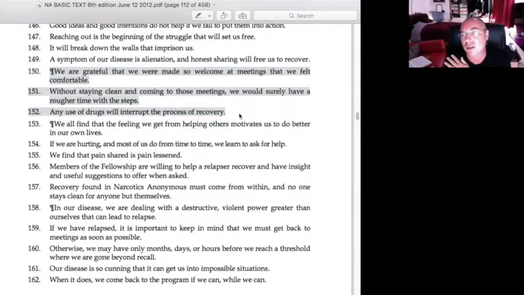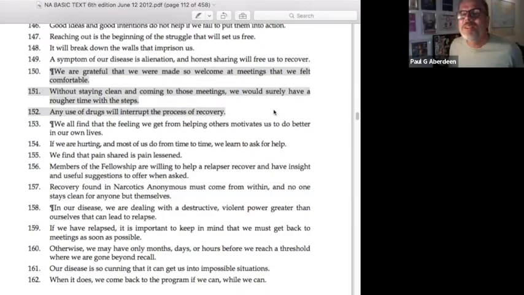That's the main question, but we'll save that for the second one so people can think about it. The second question is going to be: any use of drugs will interrupt the process of recovery. But the first question, leading on from what Margaret said, is: we are grateful that we were made so welcome at meetings and that we felt comfortable. Is this true? Because my first few meetings I didn't. Okay, Renee, do you want to come in?